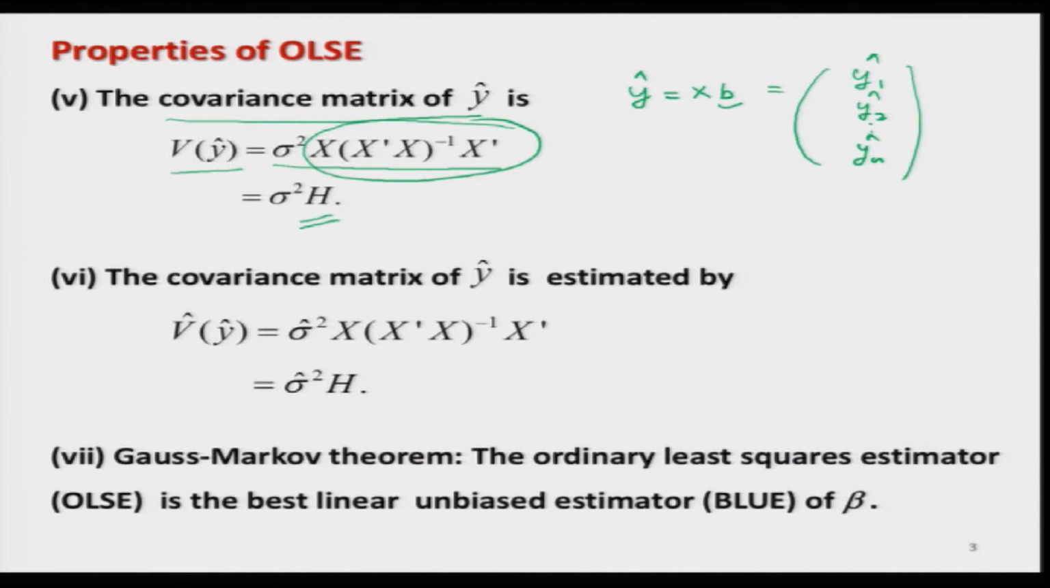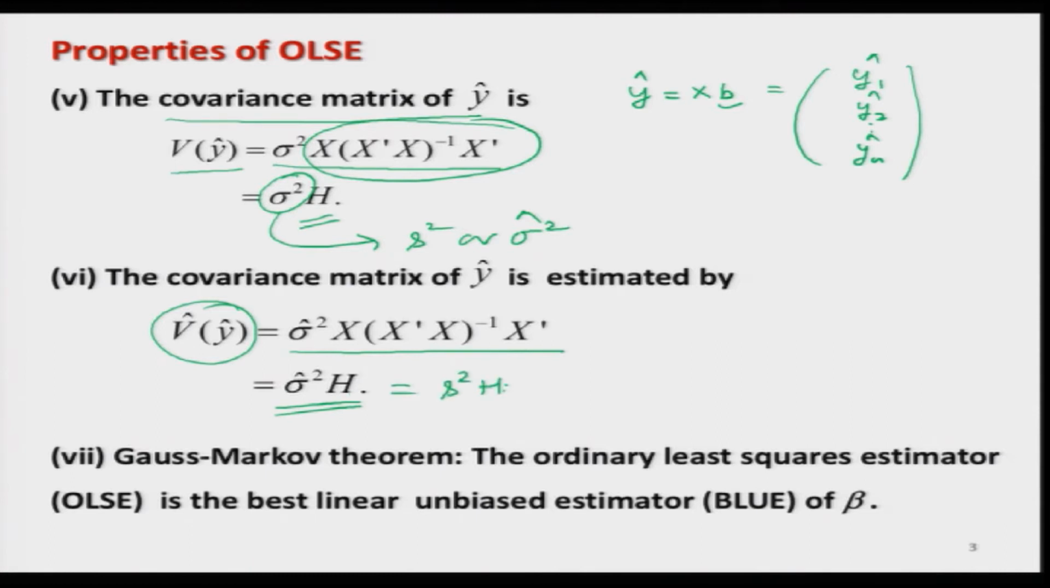Right. Now again we have the same issue that this covariance matrix of y hat depends on sigma square, which is unknown to us. So we try to estimate it by sigma square hat, and we try to replace it here by say s square or sigma square hat. Then I can estimate the covariance matrix of y hat like this, which is sigma square hat into X transpose X whole inverse X transpose, and which is the same as sigma square hat H. So briefly I can write it down here, say s square H. Right. So this will also help us in getting the further details of the model.